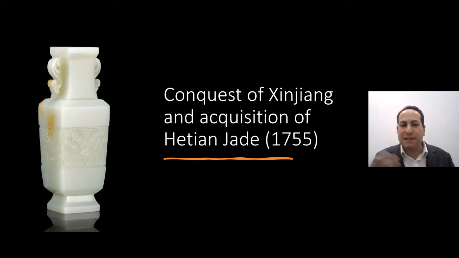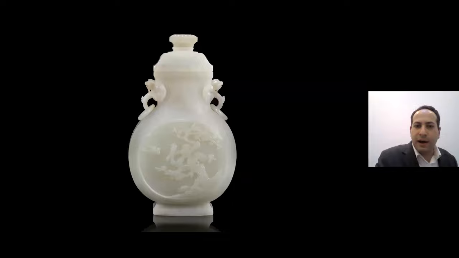This is particularly typical of Qianlong, beautiful, pure white jade with archaistic mask designs around it, known as Tao Tie, based on ancient bronzes. White jade had always been traded, had always come in, been precious to China, but now that the Qianlong emperor had conquered that region, there was now a steady supply.